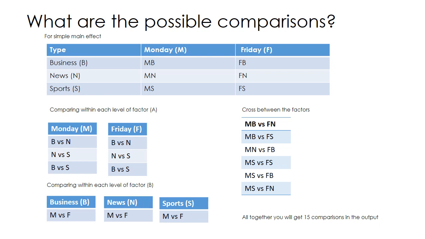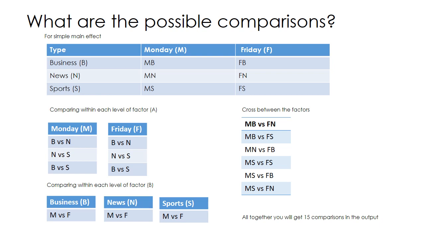So what we are doing here is comparing between two groups, for each level of factor B. For business, you compare between Monday and Friday. For news, you compare between Monday and Friday. For sports, you compare between Monday and Friday. So altogether you'll have 3 different comparisons, by every factor. You are being very specific, just by factor A or factor B, and then you make the comparison.